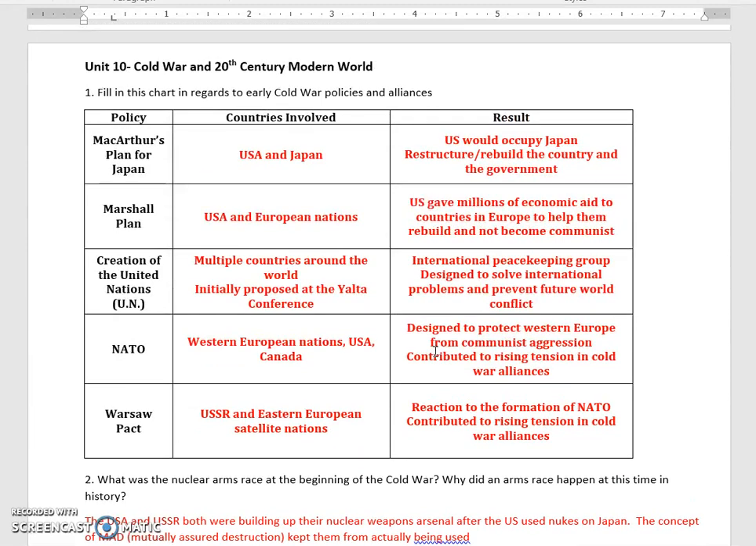All right, Unit 10, post-World War II. We're going to start with early Cold War policies and post-World War II policies.